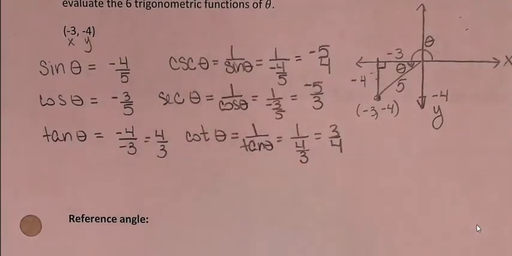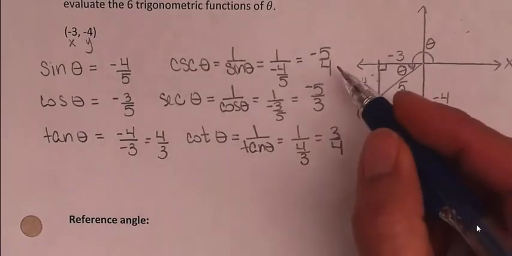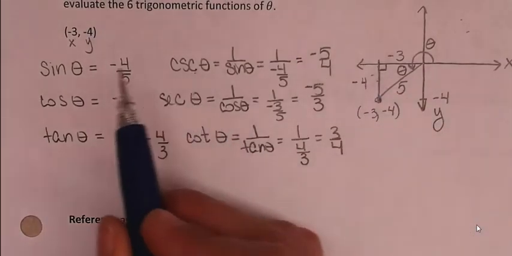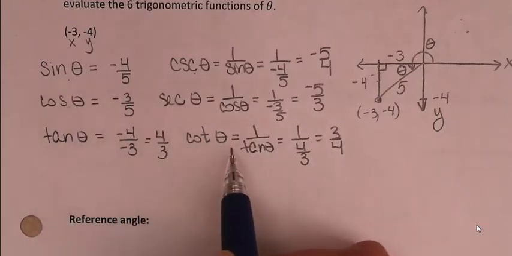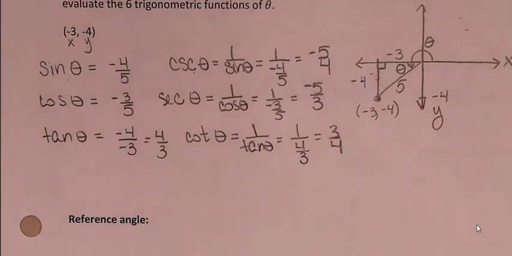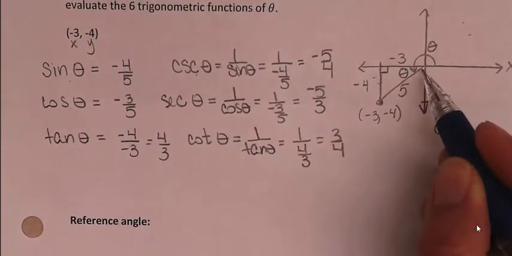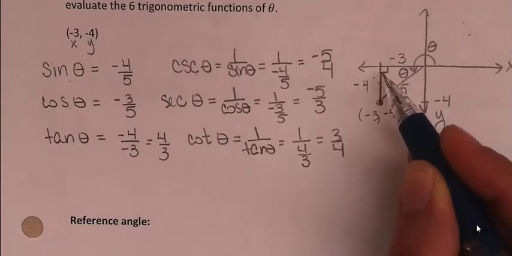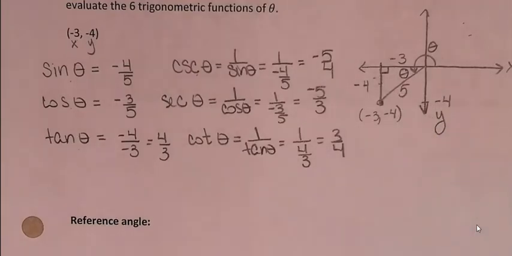So you don't have to write all this out. I'm just doing it this first time so that you understand it. If you need to write it out, great. Otherwise, just know that cosecant is basically the reciprocal of sine, secant the reciprocal of cosine, cotangent the reciprocal of tangent. Okay? So when you're doing these problems, always draw yourself these reference triangles. This is a reference angle, and that's what we're going to get into next.